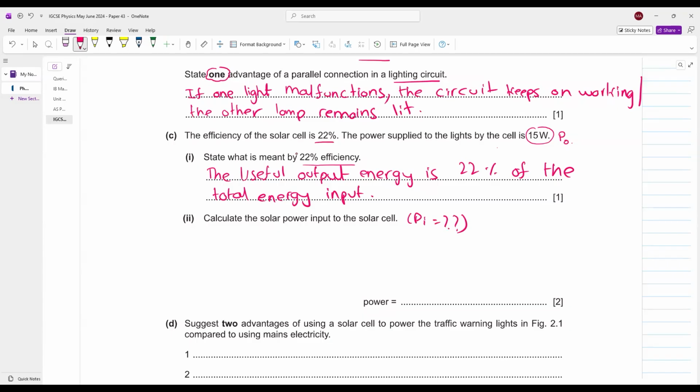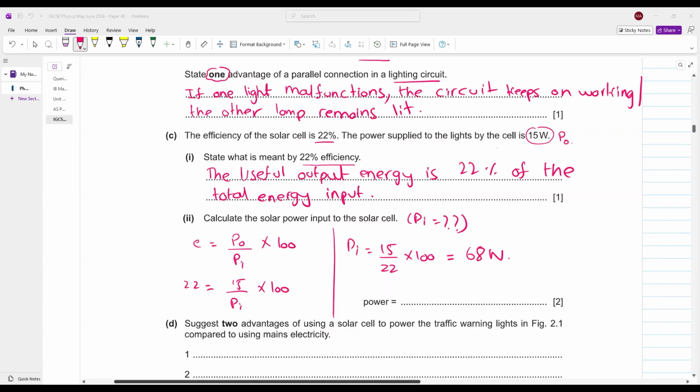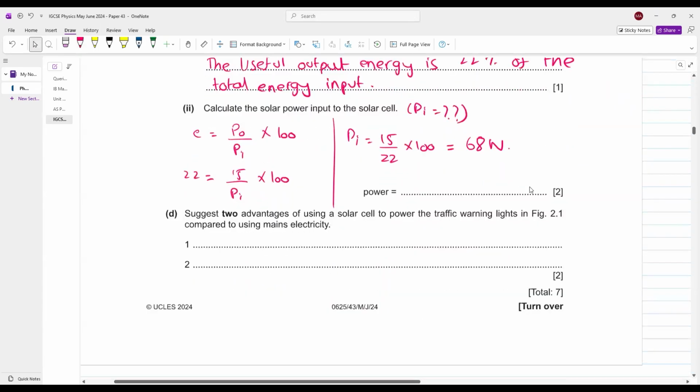How are you going to do that? Efficiency is equals to power output divided by the power input into 100. Efficiency क्या है बेटा? 22. Power output क्या है? 15. We have to calculate power input multiplied by 100. Power input is equals to 15 divided by 22 into 100. बताओ power input क्या आएगी भाई? Power input comes out to be 68 watts. This is your power input. आगे बढ़ते हैं. Nothing complicated here.